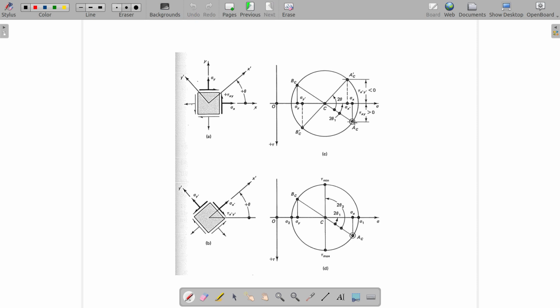So the radius, for any system, let's consider this triangle here. Okay, I'm drawing this triangle here. The y coordinate is tau x dash y dash, right? The x coordinate will be, this whole line will be (sigma x plus sigma y) by 2. The center is (sigma x plus sigma y) by 2. Now what will be this length? This length will be sigma x minus sigma y, and divided by 2 will be the length of this line.